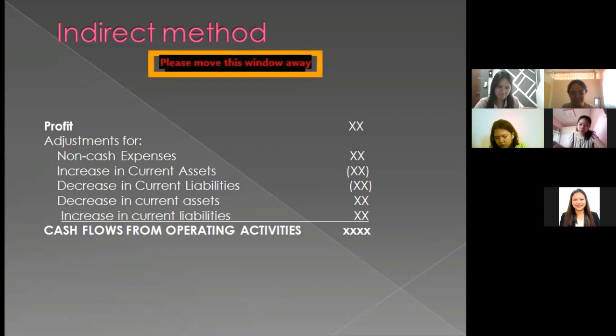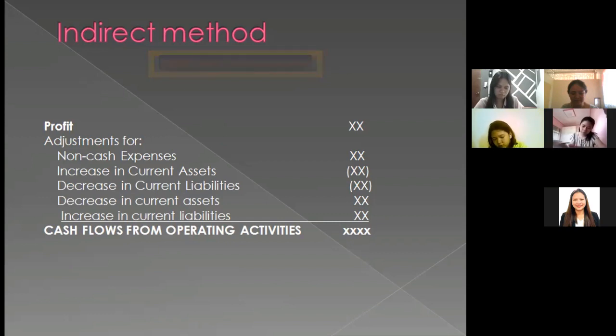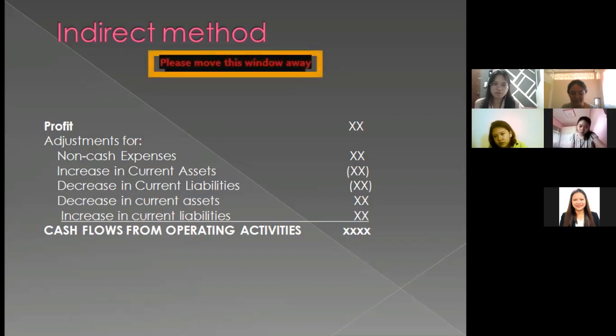Then increases in current assets and decreases in current liabilities involved in the determination of profit but which did not actually increase or decrease cash are subtracted from profit. Finally, decreases in current assets and increases in current liabilities are added to profit to obtain net cash provided or used in operating activities.